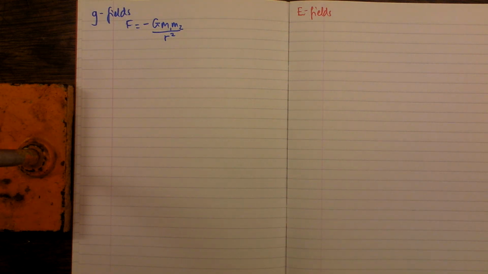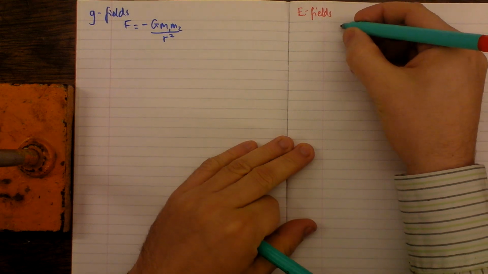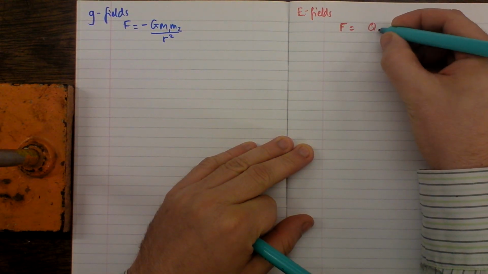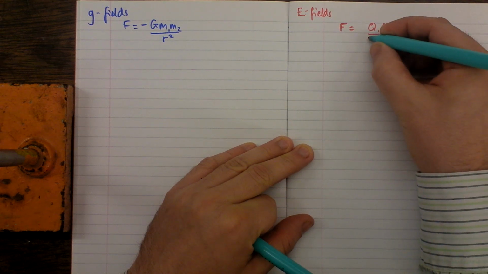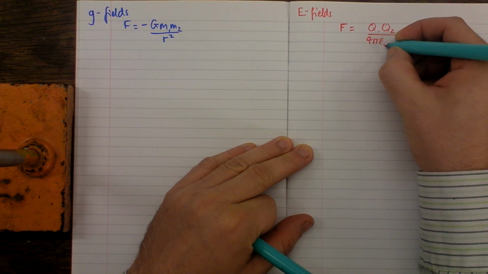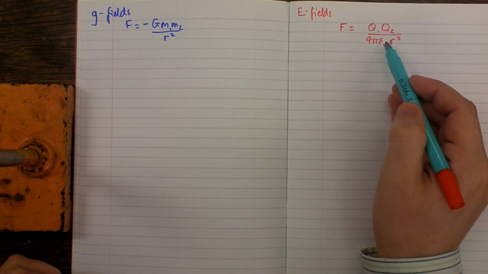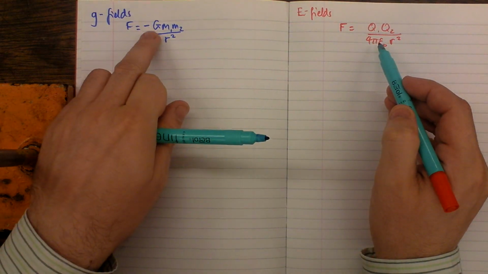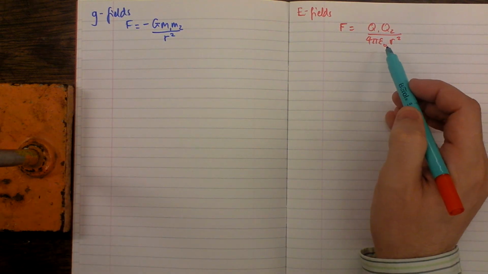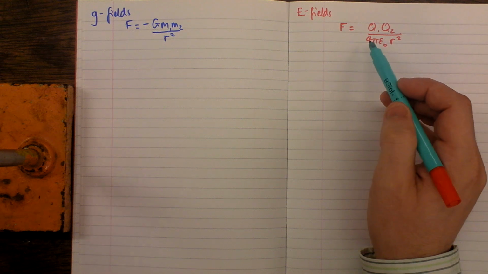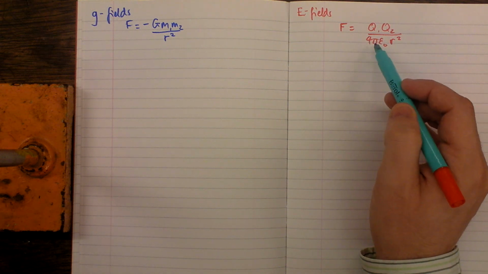Electric fields have a very, very similar equation. It's called Coulomb's law. And it says that F is equal to Q1 Q2 over 4 pi epsilon naught r squared. Now, this 4 pi epsilon naught is doing exactly the same job as big G, it's just a constant. Some people replace 1 over 4 pi epsilon naught with k and just call that one constant to make the maths look a little bit neater.